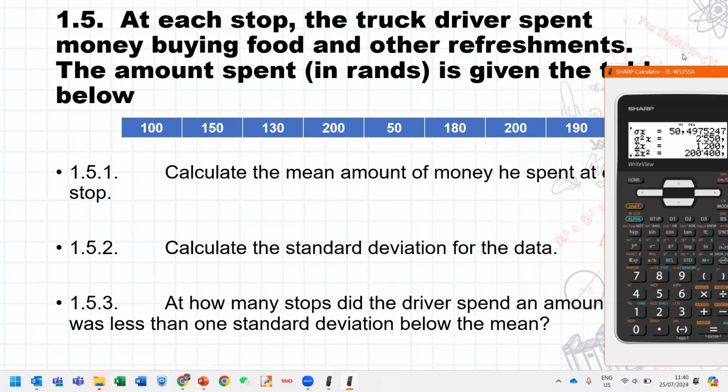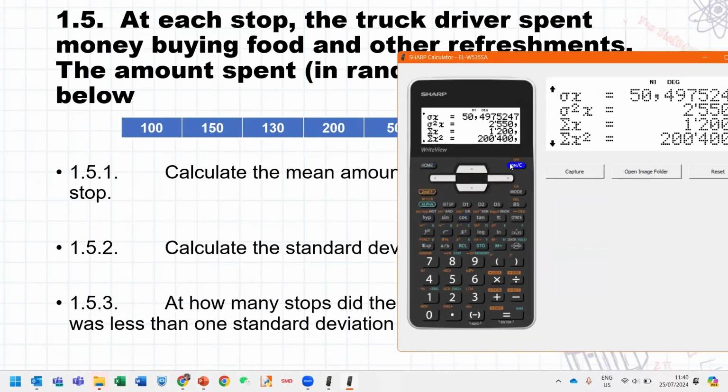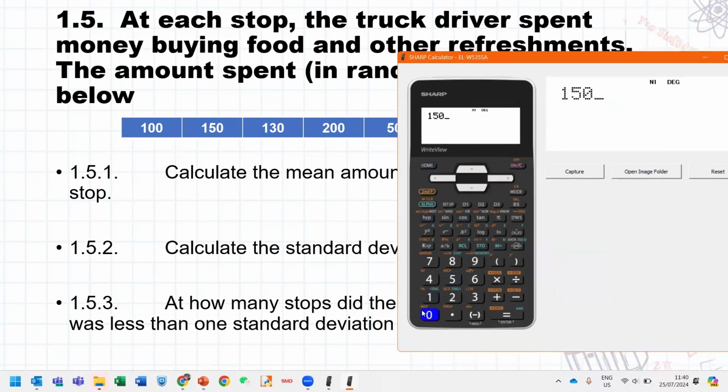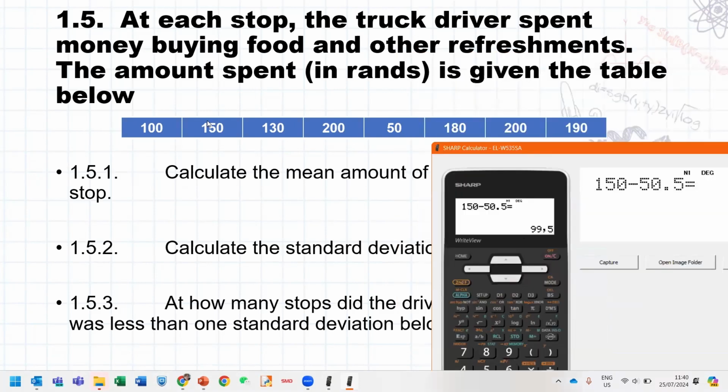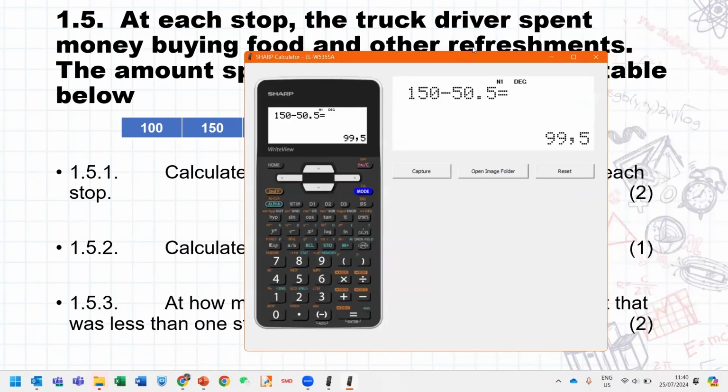The last question says, at how many stops did the driver spend an amount that was less than 1 standard deviation below the mean? So what they're asking you for is how many stops did he spend less than a certain amount? And the amount is given by our mean, which was 150, minus our standard deviation, which was 50,5, which is 99 Rand 50. Okay, and so how many values are below 99 Rand 50? Not that one. No, no, no, yes, 1. So there's only one value that is 1 standard deviation less than the mean. All right.